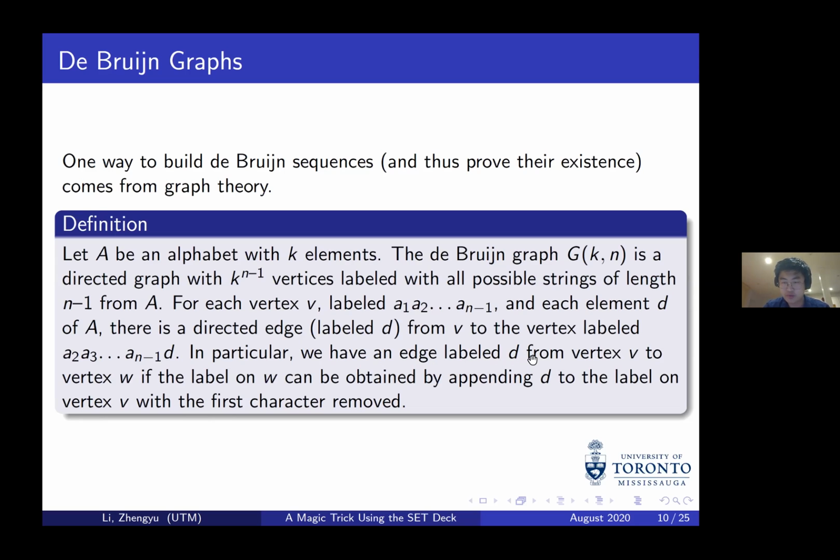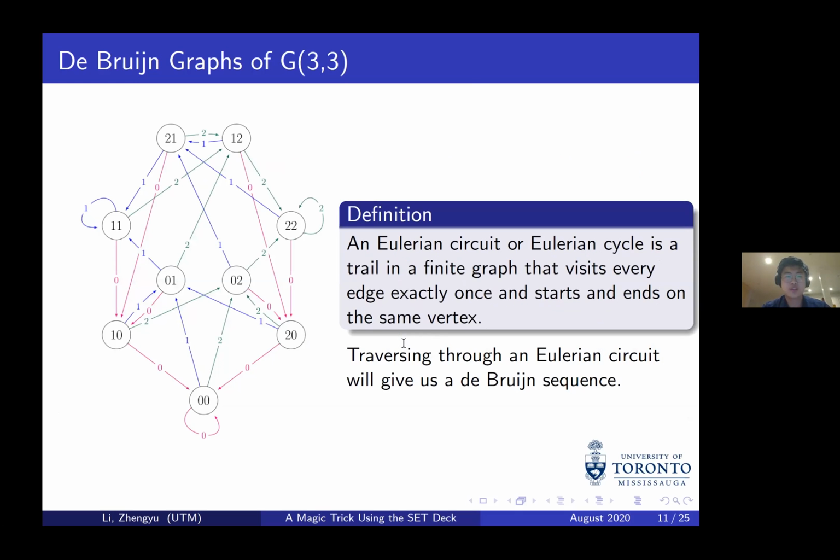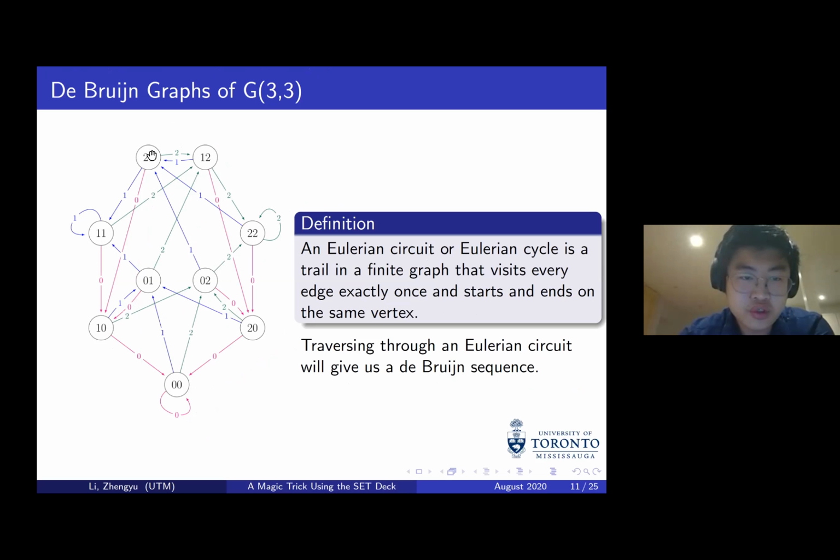We have an edge labeled d from vertex V to vertex W if the label on W can be obtained by appending d to the label on vertex V, with the first character removed. So I will give an example here. This is the de Bruijn graph G(3,3), like the de Bruijn sequence we just talked about. As you can see, it's very interesting that we can actually come up with a symmetric graph of it. And these are the vertices. Those are all the possibilities that you can construct a length 2 string using 0, 1, and 2. So we have 0, 0, 0, 1, and so on.